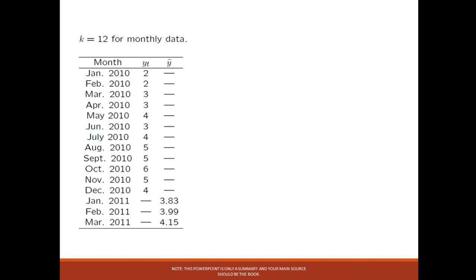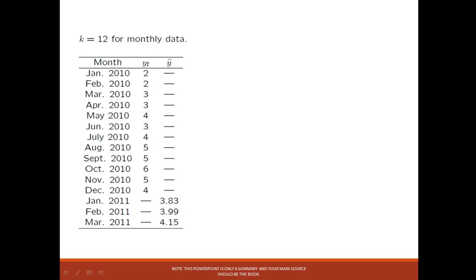So, the forecast of January 2011: we will add all of the months over K, which is equal to 12. So we will add 2 plus 2 plus 3 plus 3 plus 4 plus 3 plus 4 plus 5 plus 5 plus 6 plus 5 plus 4 over 12. It will equal 3.83.